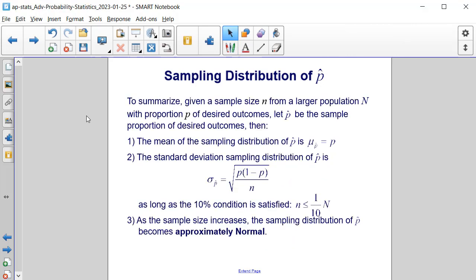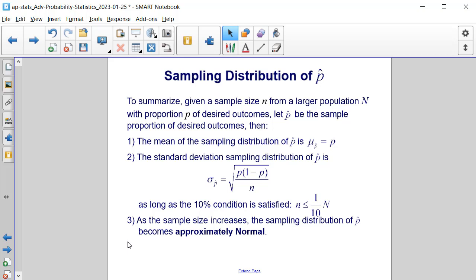To summarize, given a sample size n from a larger population, capital N, with a proportion p of desired outcomes, let p hat be the sample proportion of desired outcomes. Then, 1, the mean of the sampling distribution of p hat, or the sample proportion, is mu with p hat in subscript, which is equal to p. And the standard deviation of the sampling distribution of our sample proportion p hat is equal to lowercase sigma with p hat in subscript, which is equal to the square root of p times 1 minus p all divided by n, as long as the 10% condition is satisfied, meaning that lowercase n is less than or equal to 1 divided by 10 times the larger population, capital N.